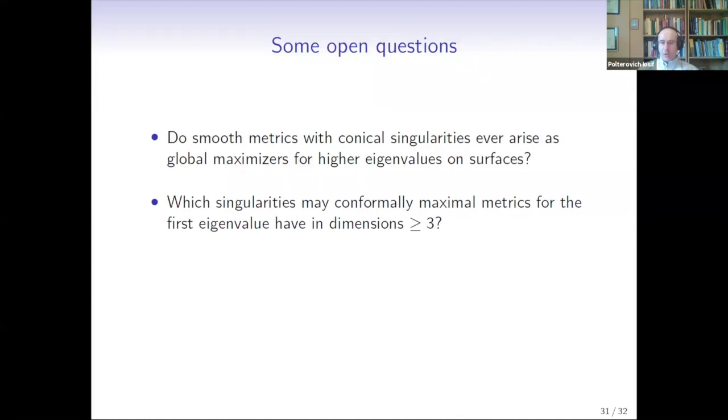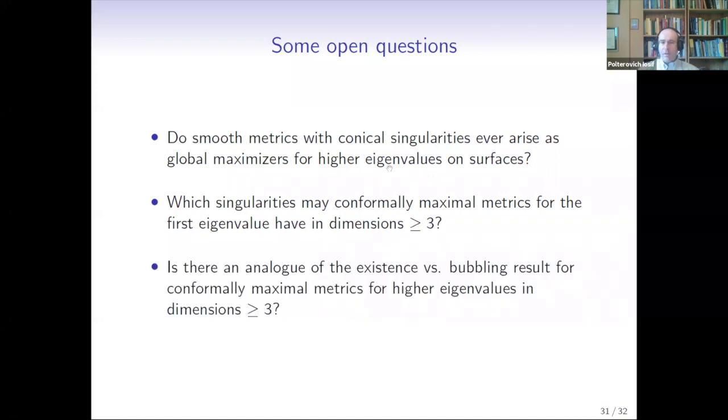Another question, and that's a whole large field to explore, is what happens in dimension greater or equal than 3? In particular, we know that the conformal spectrum is bounded in any dimension. So which singularities may conformally maximal metrics, say for the first eigenvalue, have in dimension greater or equal than 3? Can one find some analog of this existence versus bubbling result for higher eigenvalues? Is there any structure of singularities that maximal metrics have in higher dimensions when you fix a conformal class? And again, as far as I'm concerned, there's very little known about that. I'm not aware of any real numerics. So it's a completely open field of research. So thank you very much.